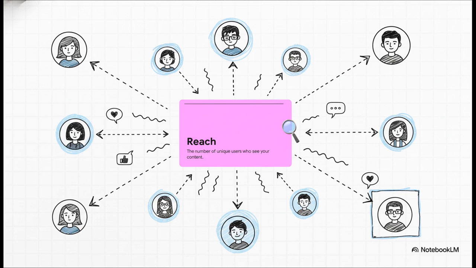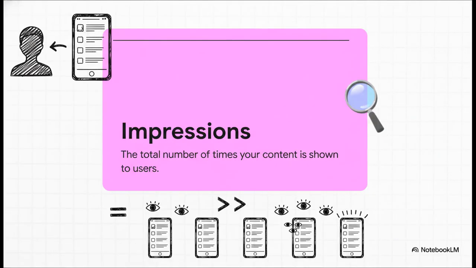It's all about awareness. Now, let's compare that with impressions. This is the total number of times your content popped up on a screen. So if that one person saw your post 5 times, that counts as 5 impressions. Here's a pro tip for your exam. Impressions will always be higher than or equal to your reach.